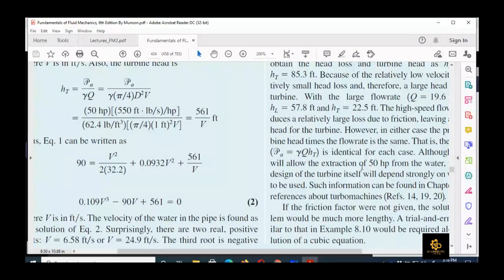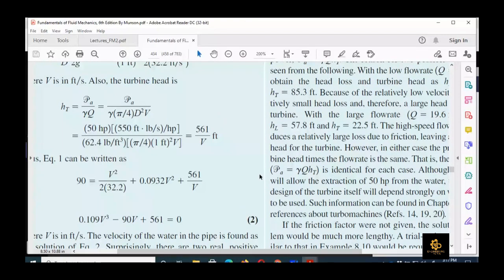So the question arises of how we can get two solutions for the given power. That is very easy to understand. If the velocity is 6.58 feet per second, the volume flow rate would be low, because Q is area times velocity, but the HT value would be higher. Why is that? Because velocity appears in the denominator in the turbine head, but appears as a multiplication in Q equal to AV, if you remember. So in the first scenario, when the velocity is low, the volumetric flow rate is low, but the head used in the turbine is 85.3, and the power is the same. Even though 85.3 is here, because the velocity is also here, it gives us 50 horsepower.